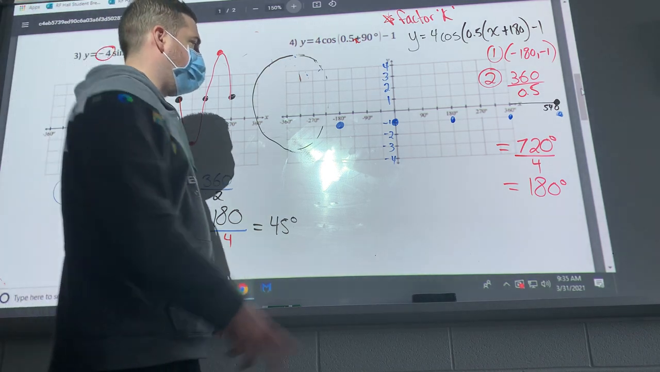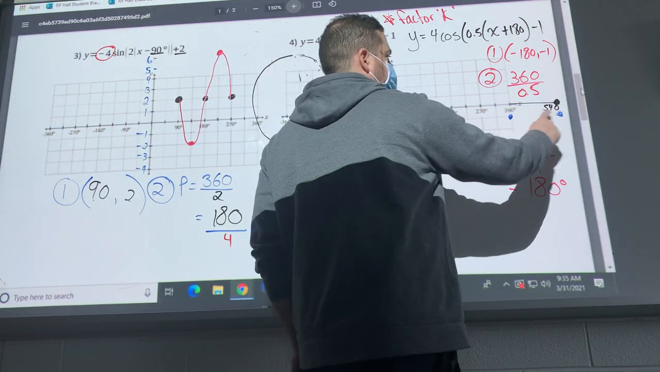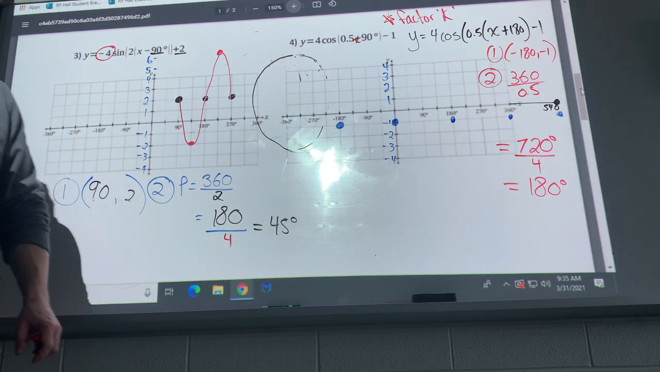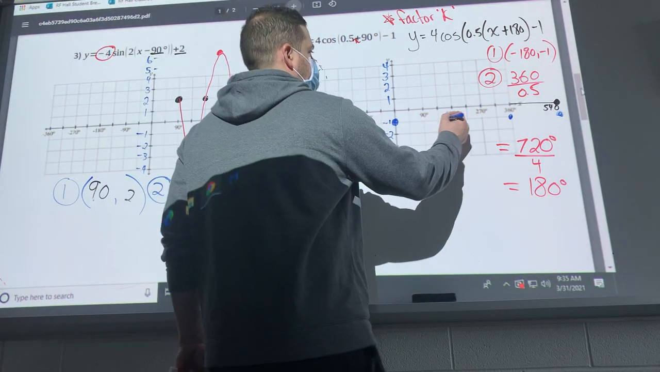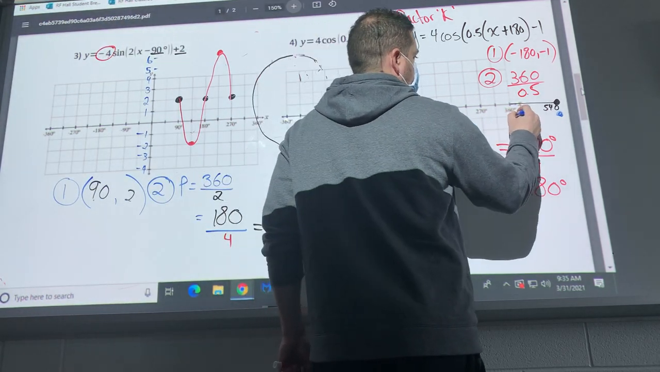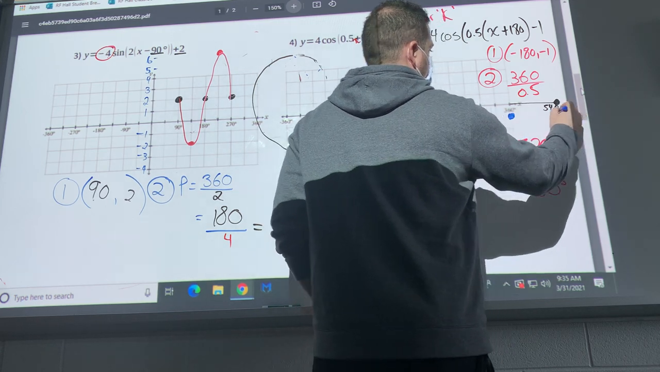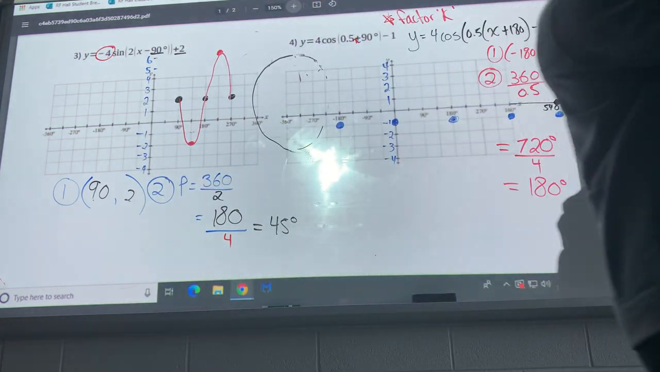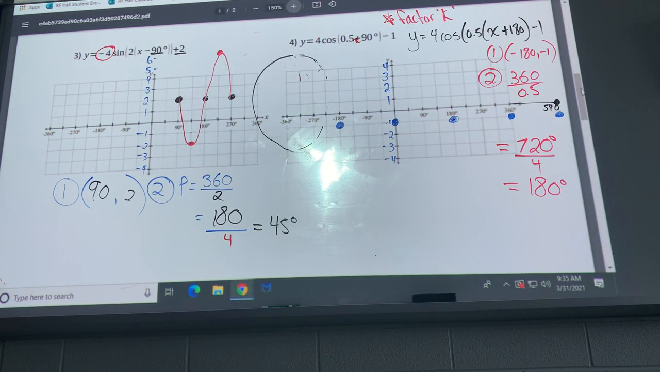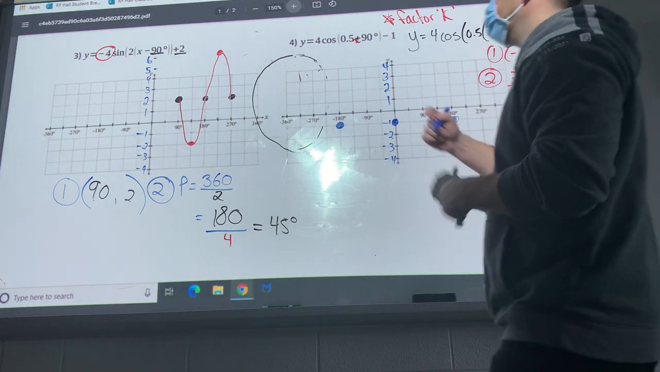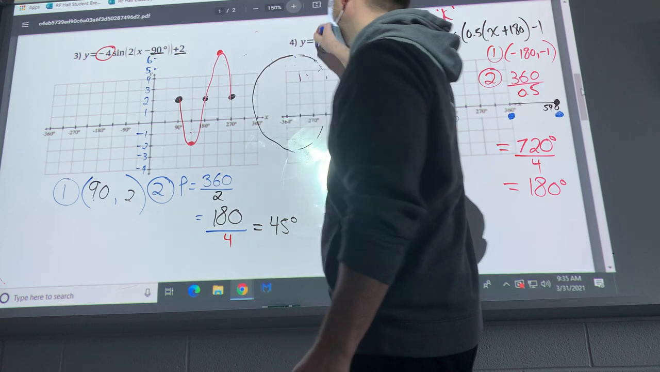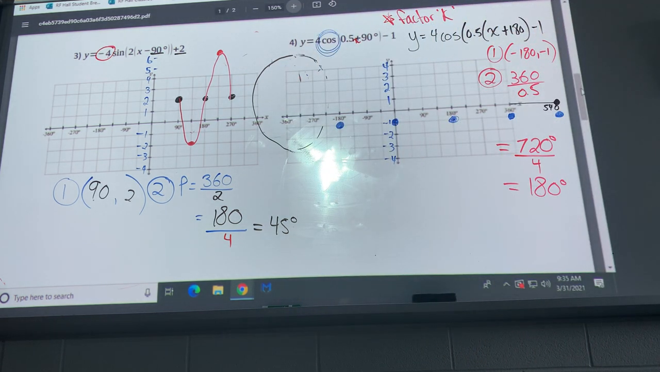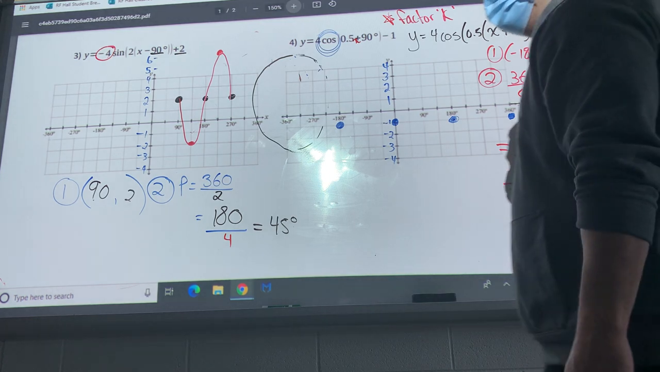So now we have our 5 points: 1, 2, 3, 4, 5. Okay, what's our function now? It's cos. Good, so which points do we move? 1, 3, and 5. This is the first one we're doing for cos. So we're going to move 1, 3, and 5.